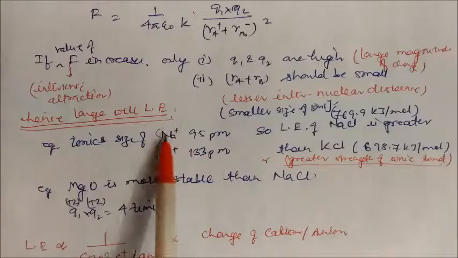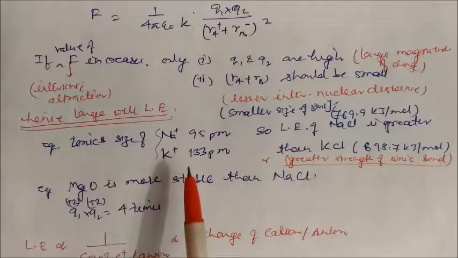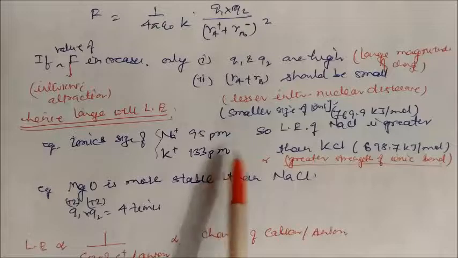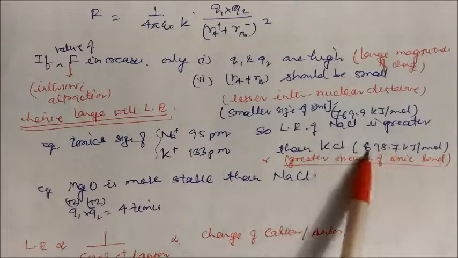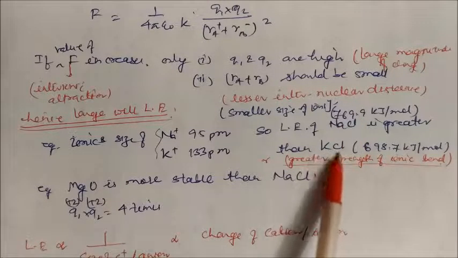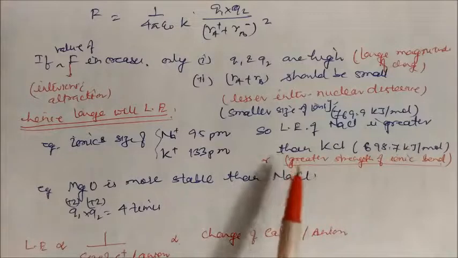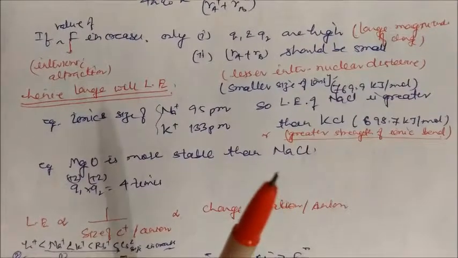So take the ionic size of sodium and potassium. The ionic size of sodium is how much? 95 picometer, while potassium is 133 picometer. So the lattice energy of sodium chloride is greater than potassium chloride. So the experimental value is also true. Sodium chloride is how much? 769, while KCl is 698. Why? Because NaCl has the greater strength of ionic bond.